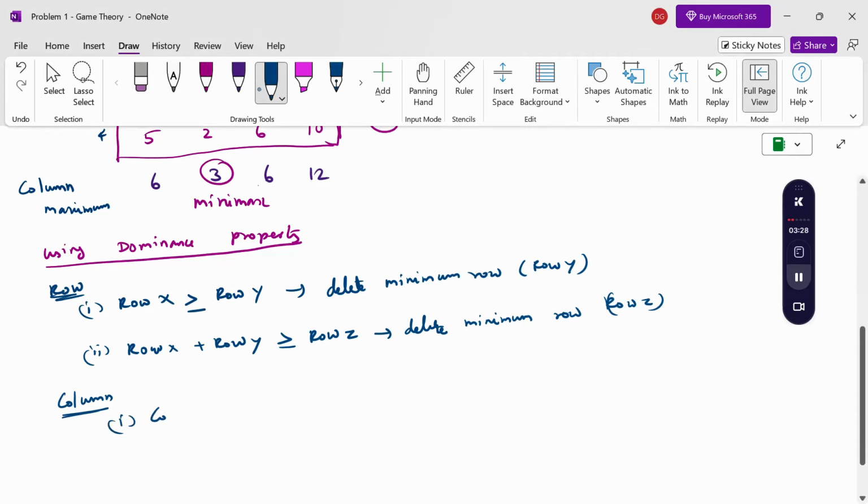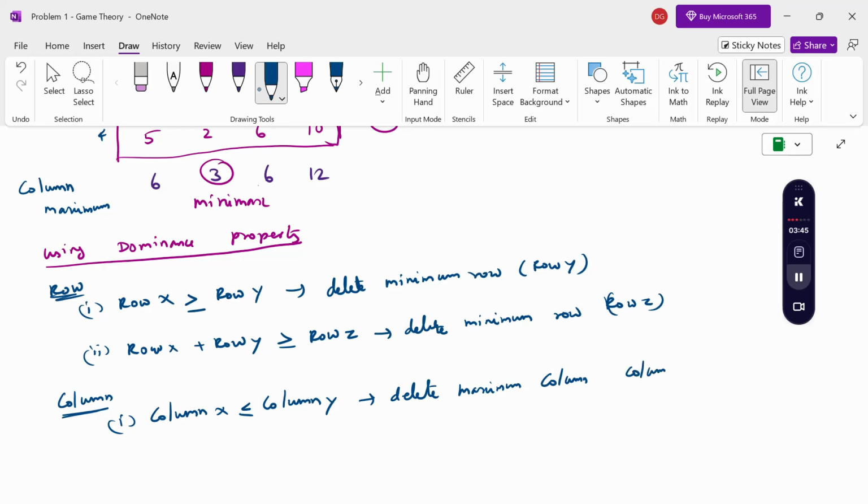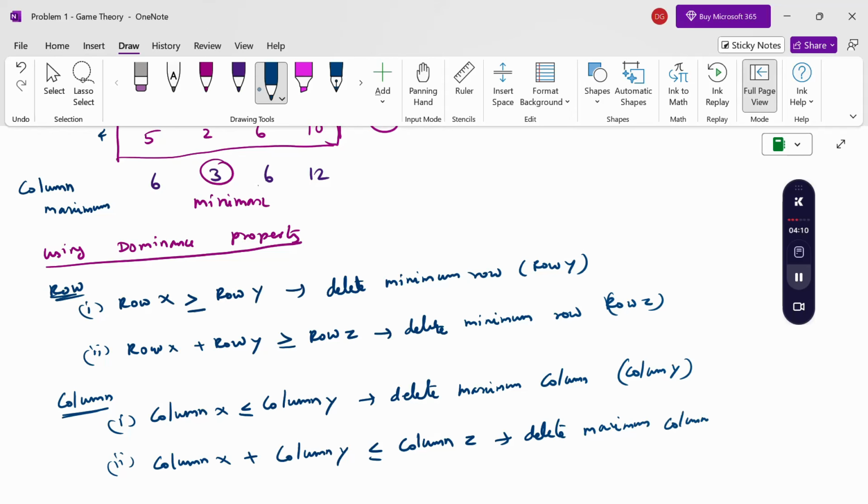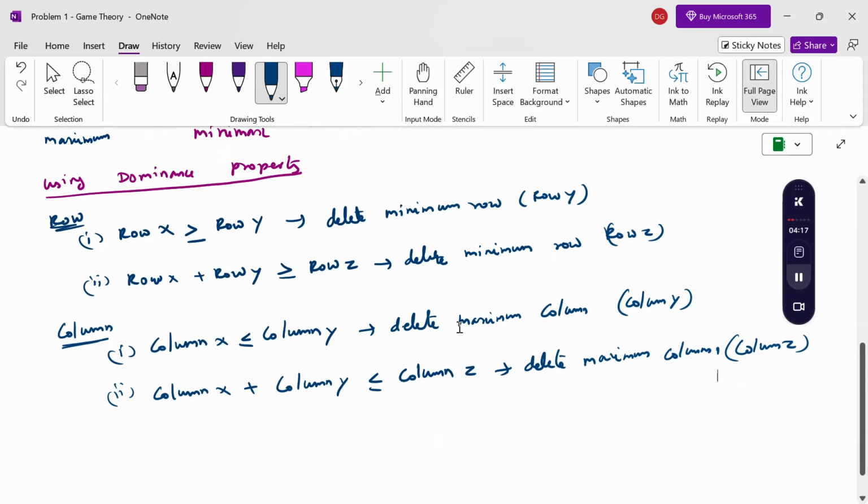Column wise, take any two columns, column X and column Y. If column X is less than or equal to column Y, then delete the maximum column, that is column Y. And if the sum of any two columns, column X plus column Y, is less than or equal to column Z, then delete the maximum column. Here the maximum column is Z. So this is the dominance property condition.